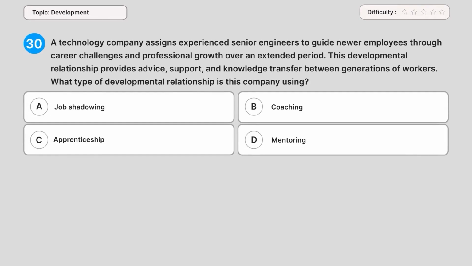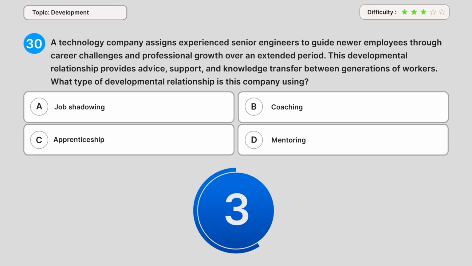30. A technology company assigns experienced senior engineers to guide newer employees through career challenges and professional growth over an extended period. This developmental relationship provides advice, support, and knowledge transfer between generations of workers. What type of developmental relationship is this company using? A. Job shadowing. B. Coaching. C. Apprenticeship. D. Mentoring. What do you think is the answer?